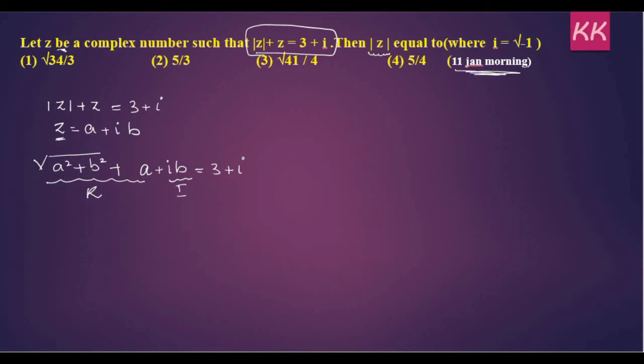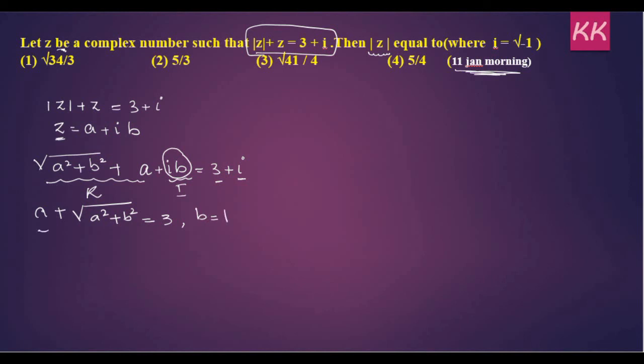So, what am I going to do now? I will compare real and imaginary parts here. What is the real part on the left hand side? Root of a square plus b square plus a. The real part on the right hand side is 3. So, a plus square root of a square plus b square is equal to 3. Now, if you compare the imaginary part, here we have ib. The imaginary part is the coefficient of i. The coefficient of i is b, and here the coefficient of i is 1. So, after comparing the imaginary part we get b value 1.